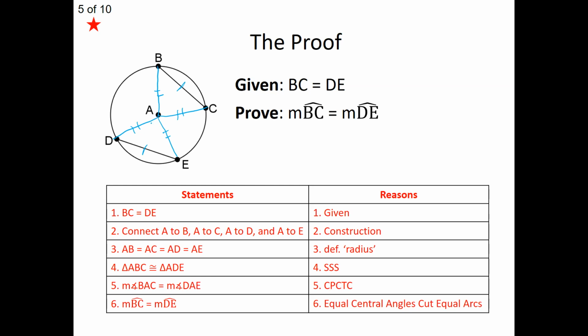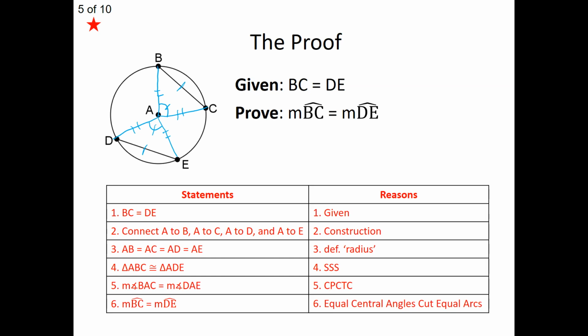So what we're then going to say here is that we know that angle BAC is equal to angle DAE. These two central angles there are equal. And because those two central angles now are equal, we can then say that they cut arcs of equal measure. That was actually a theorem we proved in the last lesson. So I can claim now the measure of arc BC is equal to the measure of arc DE.